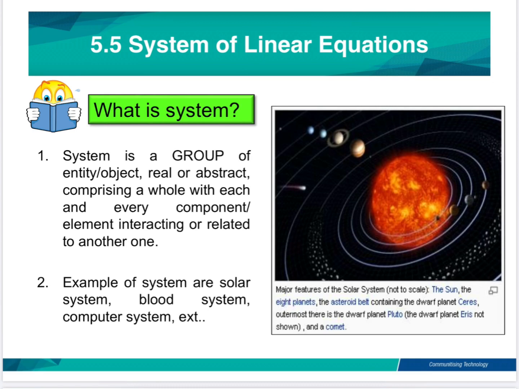So this is the last part in Matrices 5.5, system of linear equations. So what is a system? A system is a group of entities or objects, real or abstract, comprising a whole, with each and every component or element interacting or related to one another. Examples of a system: a solar system, your blood system, your computer system, etc.